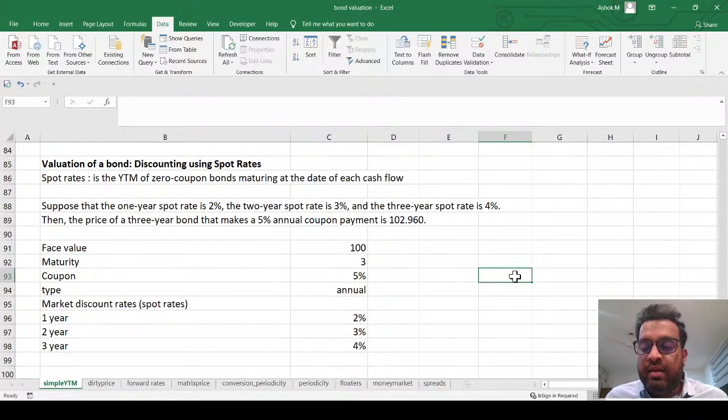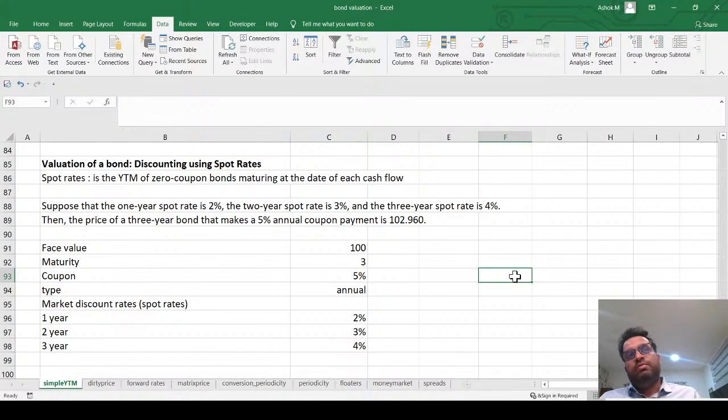But in reality, the people who provide us spot rates, like the benchmark company, Financial Benchmarks India Private Limited, I think we discussed that. They are the ones who supply the spot rate, and they use mathematical techniques because you don't have zero coupon bonds maturing across all maturity time periods. For example, you may not have a zero coupon bond maturing in 18 months, but you may have one maturing in 24 months.